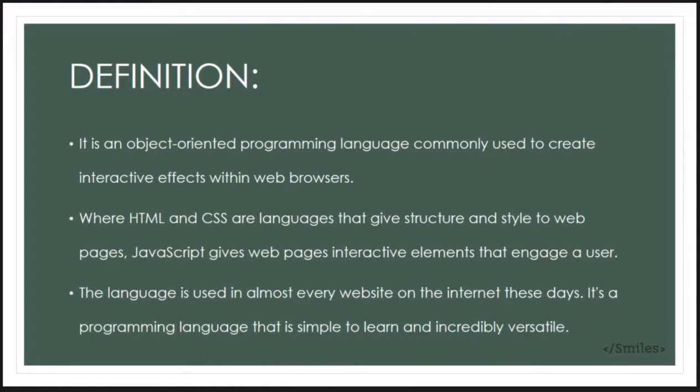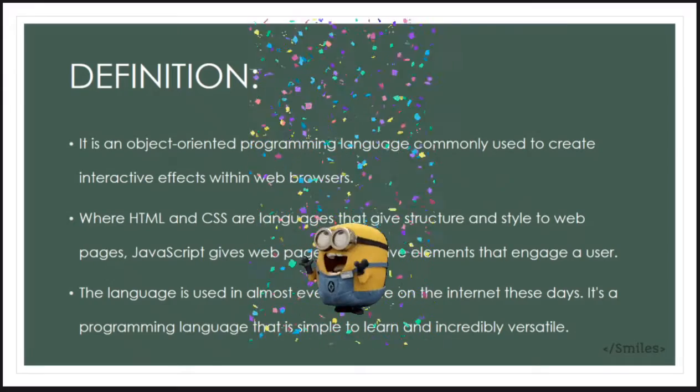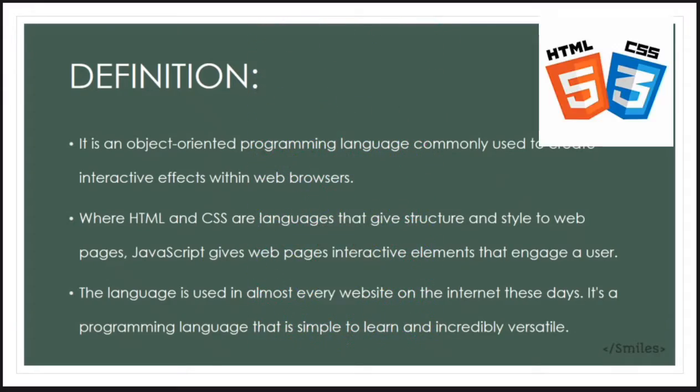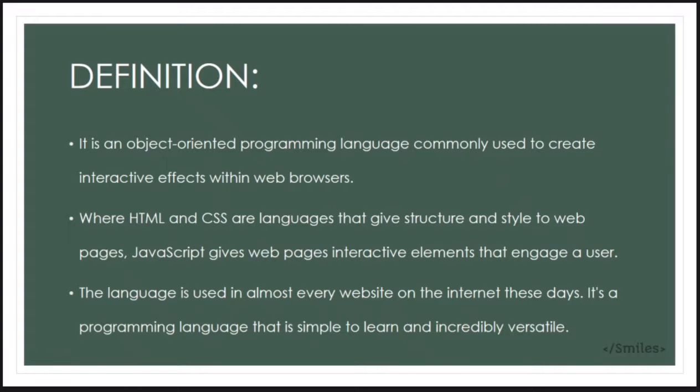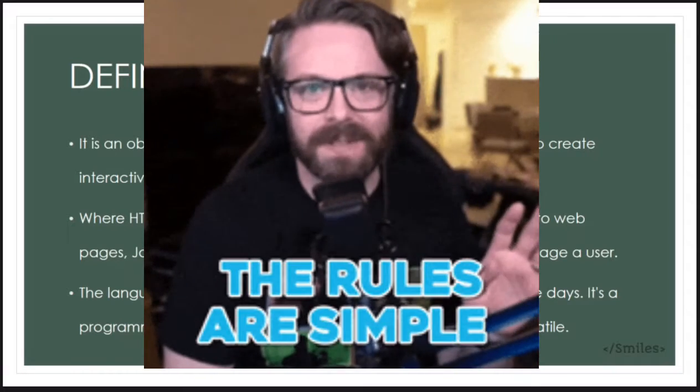What's JavaScript? By definition, JavaScript is an object-oriented programming language commonly used to create interactive effects within web browsers, whereas HTML and CSS are languages that give structure and style to web pages. JavaScript gives web pages interactive elements that engage a user. JavaScript is also in almost every website on the internet these days. It is a programming language that is simple to learn.